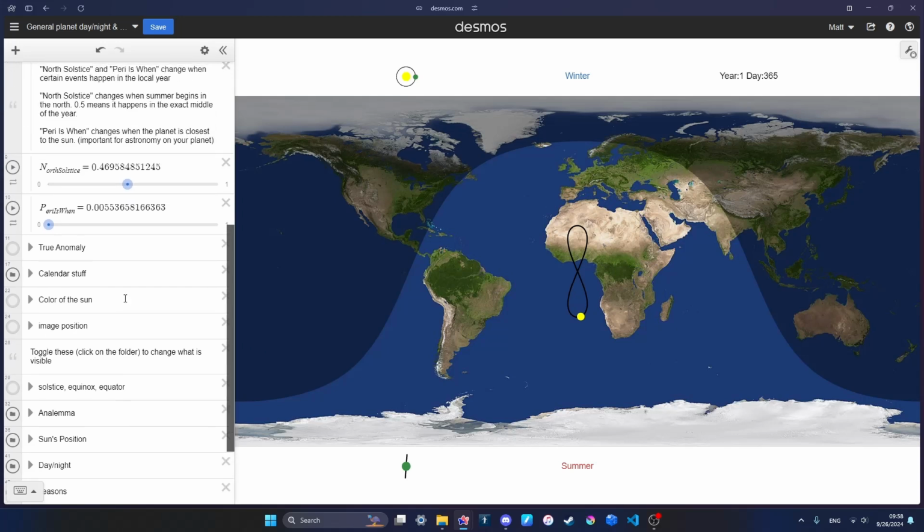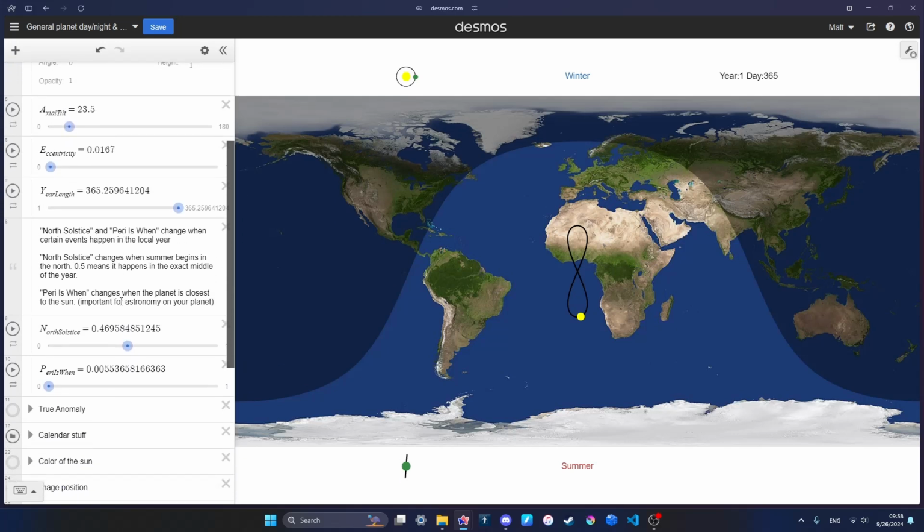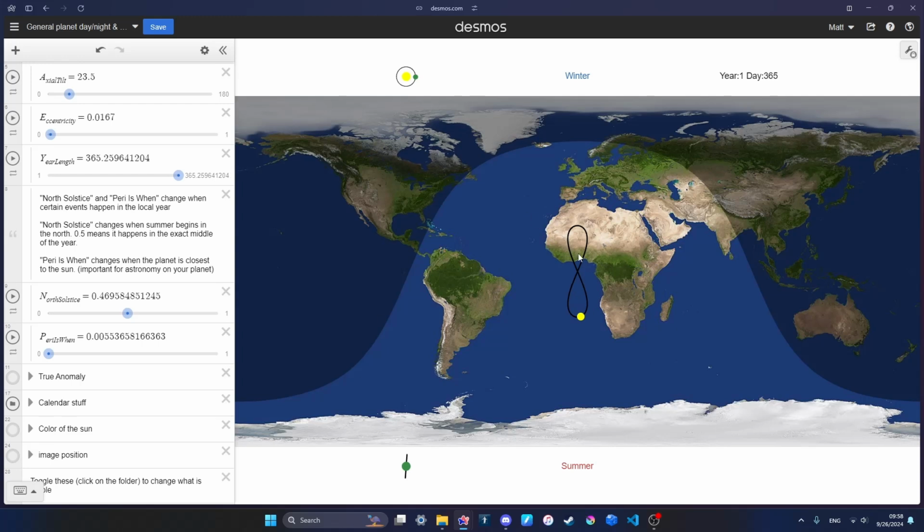What I think the error has to do with is that the shape of the analemma should not change at all if the time between perihelion and north solstice stays the same. Basically, if you were to subtract these numbers, and that number stays the same no matter what these two values are, the shape of the analemma should not change. The sun will change its position, but the shape of the analemma should not change at all. And I think it does, but I have not tested it.